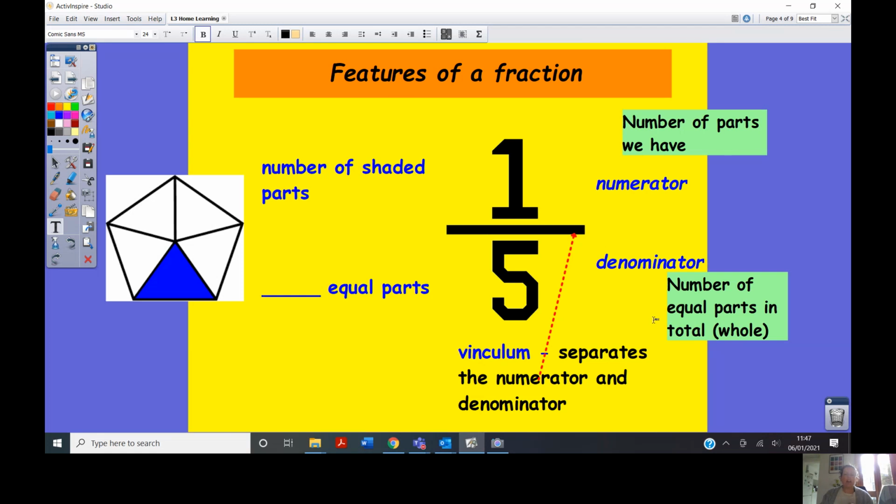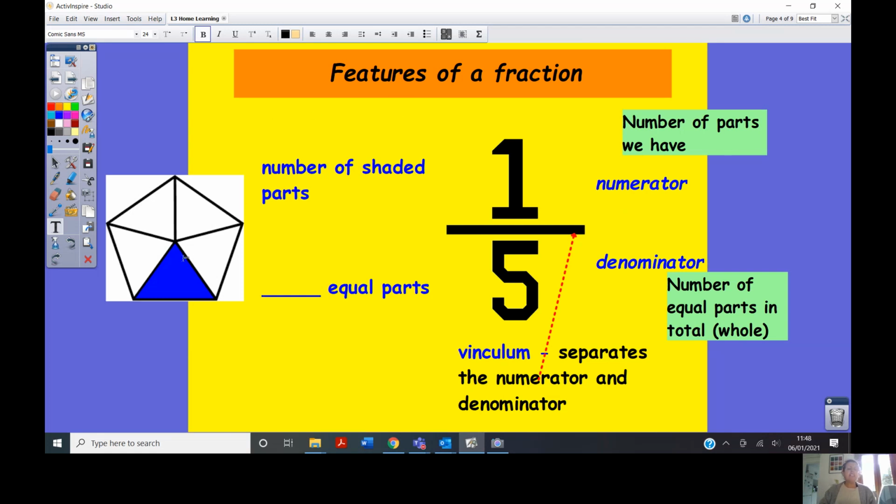The denominator is the number of equal parts in total, so our whole. We then have this word vinculum. My turn, your turn? Vinculum. This is just a fancy word, a mathematical word for the line that separates the numerator and the denominator.